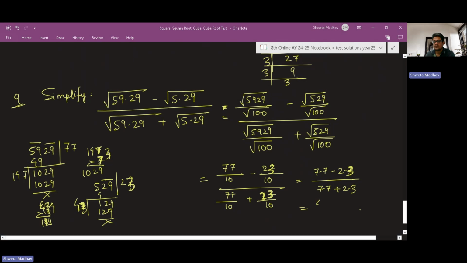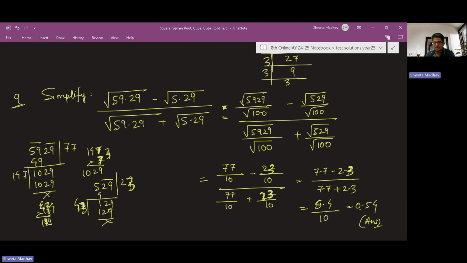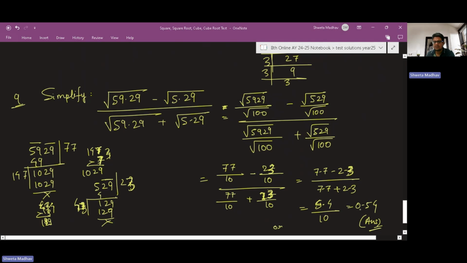So this will be 5.4 divided by 10. So this is 0.54. So 0.54 is the required answer. Or if we want, we can also write it as 27 by 50.